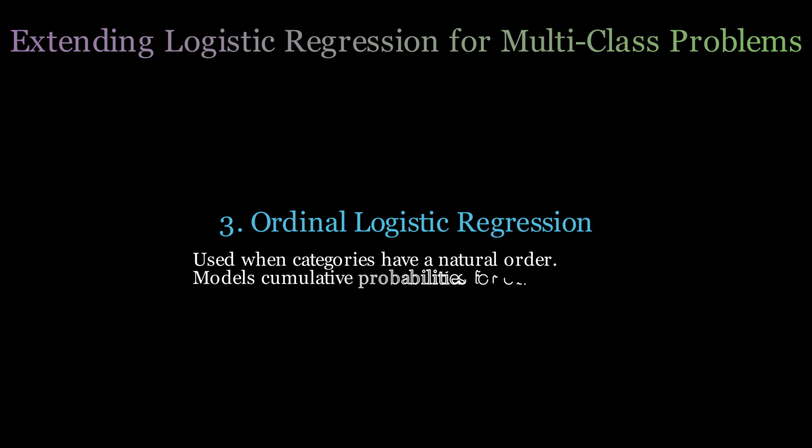Ordinal logistic regression is used when the dependent variable has more than 2 categories, and there is a natural order among the categories. For example, predicting movie ratings like 1 star, 2 stars, or 5 stars.